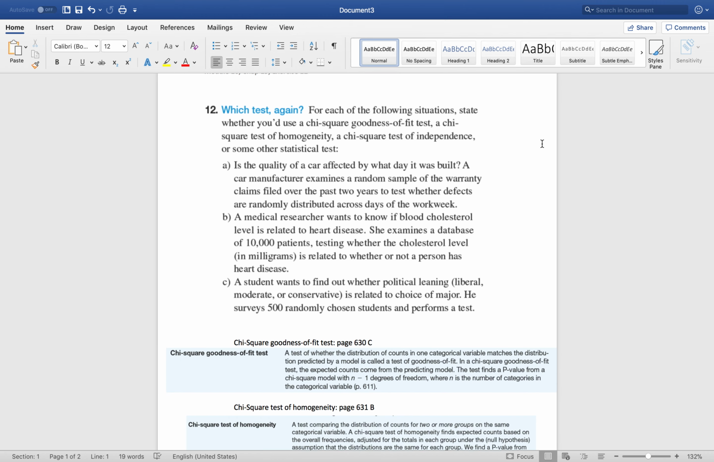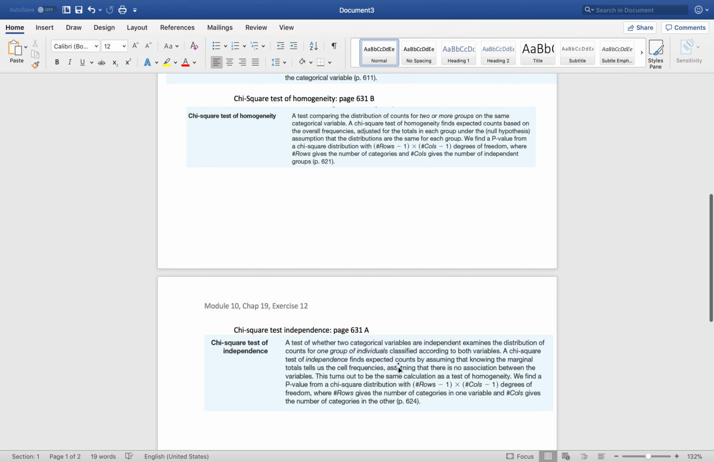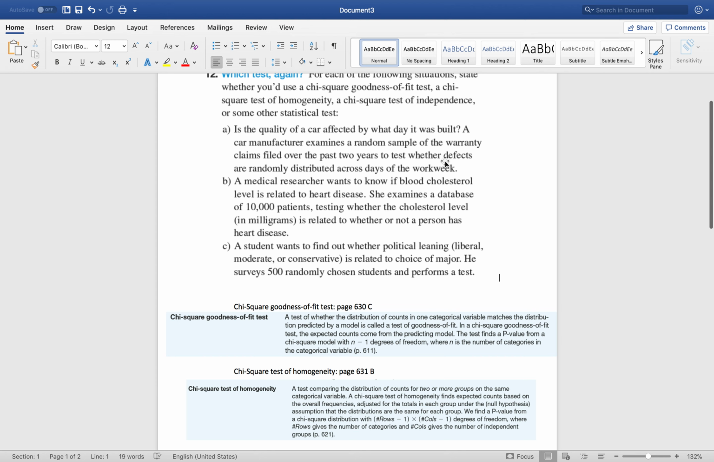Is the quality of a car affected by what day it was built? A car manufacturer examines a random sample of the warranty claims filled over the past 2 years to test whether defects are randomly distributed across days of the work week. So for A, I actually put the test of independence, and here is why. Here we are trying to see whether defects are randomly distributed across days of the work week. So if it does, that means that they are not independent.